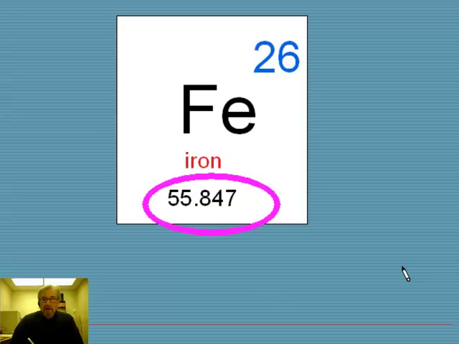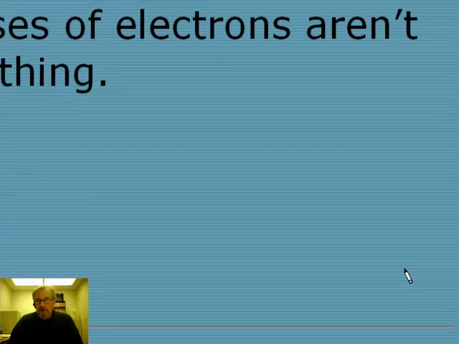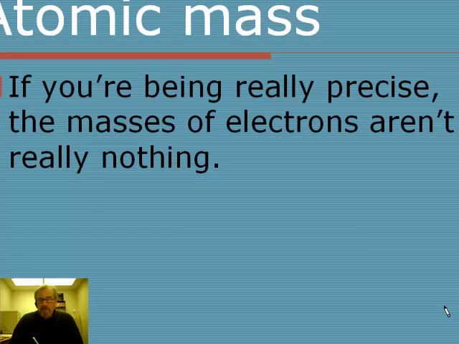It's very useful information. But what we find is that none of these numbers comes out to whole numbers. Here's why. There are 3 reasons. First of all, if you're being really precise, the masses of the electrons aren't really equal to 0, and so you have to count for the mass of the electrons. They're very, very small, but they really aren't 0.